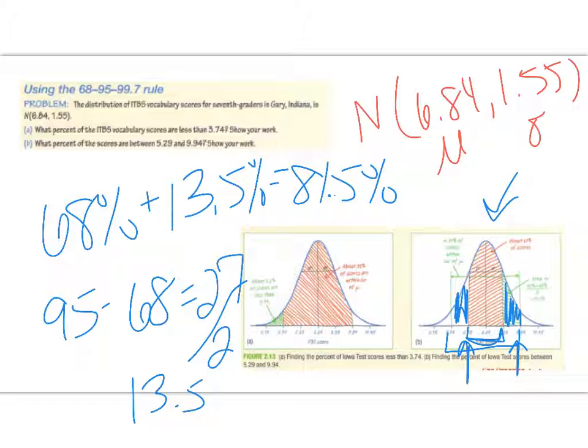Okay, so use all my context. 81.5% of the ITBS scores are between 5.29 and 9.94. I need to define all of that out. What scores I'm looking at and what range I wanted, where I wanted it between, what percentage I wanted between which values.